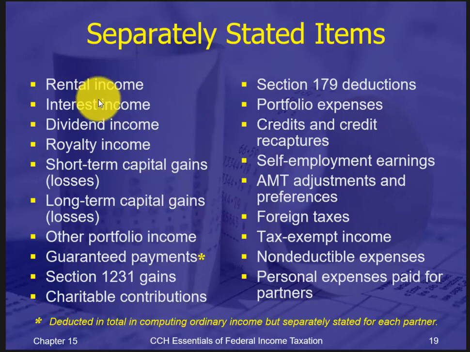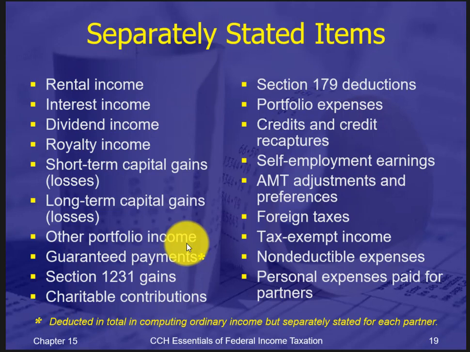We've talked about interest income, we've talked about rental income, we've talked about long-term versus short-term capital gains and losses, that sort of thing. Those all need to be separately stated, including guaranteed payments. Although they're subtracted for ordinary income, they are on a separate line so that they're very clear to the IRS for reporting purposes. Tax-exempt income, all these things could have different treatment for each partner. So that's why they have to be separately stated.